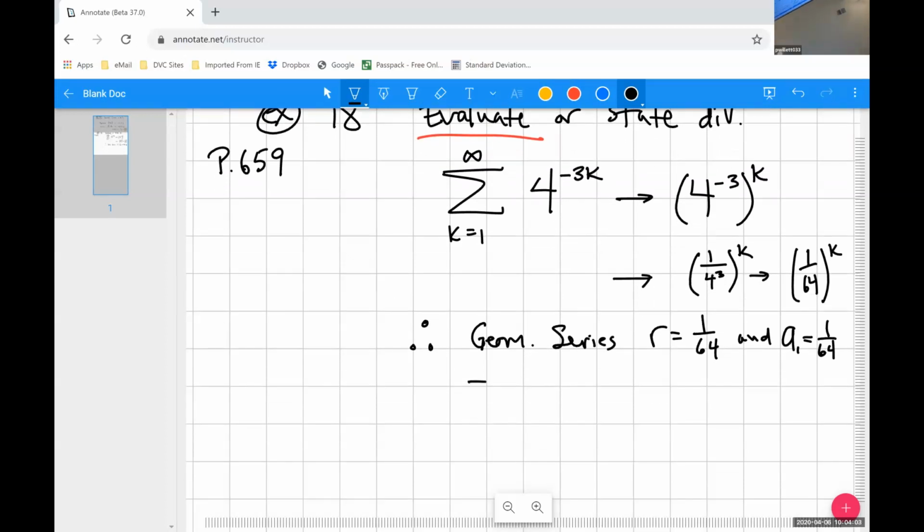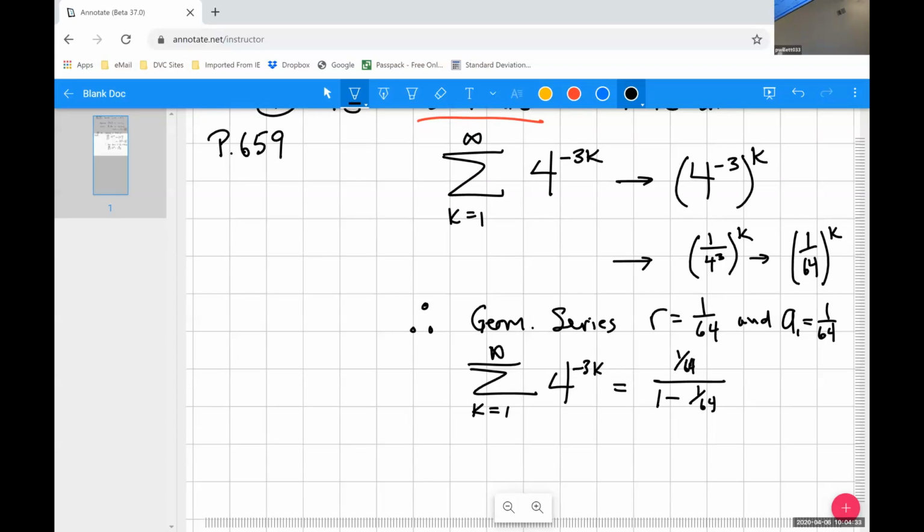And therefore, the sum of the series is equal to a sub 1 on the top, that's a 64, if I can get it, divided by 1 minus the R value, which is the same as the A value, because it's a geometric series.